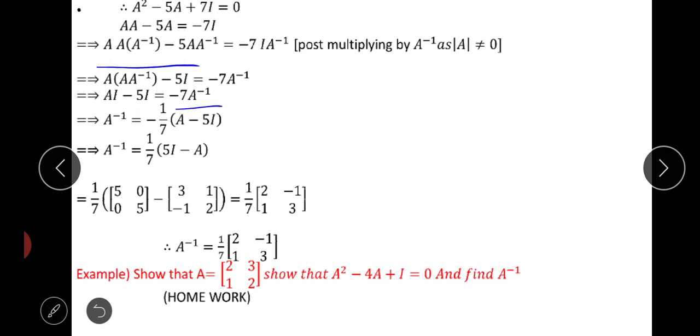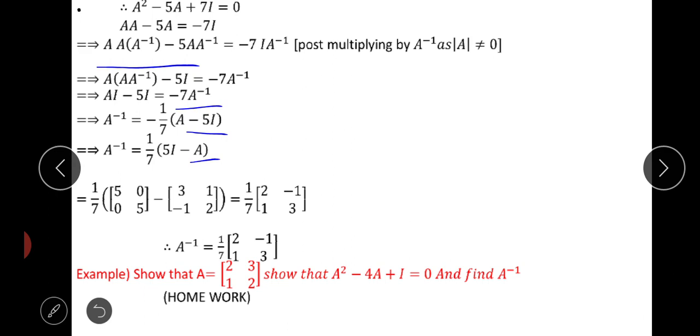A inverse is equal to, you shift it here, minus 1 by 7, because if you shift to the other side you get 1 divided by that number, minus 1 by 7, and here A minus 5 times I. If you multiply the negative sign into the whole bracket, we get the positive term first, 5 times I, and minus into plus is minus A. So A inverse is equal to 1 by 7 into 5 times I minus A.